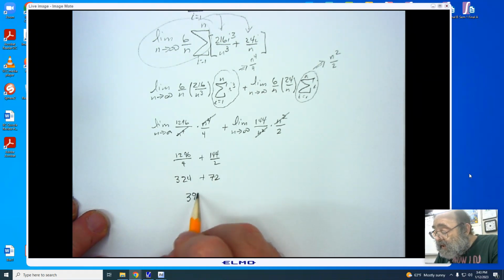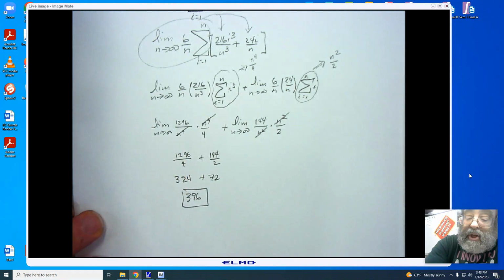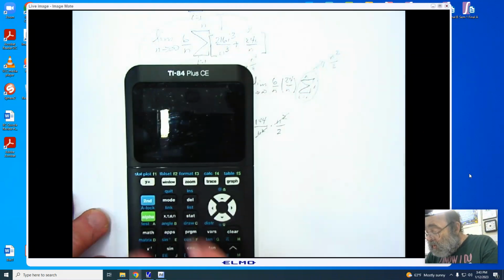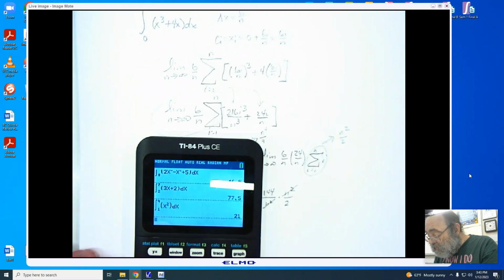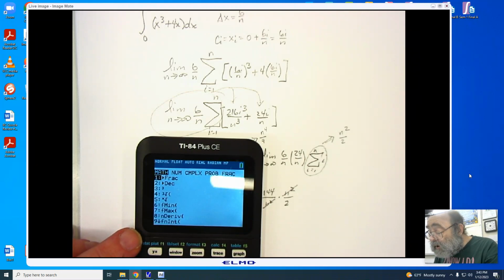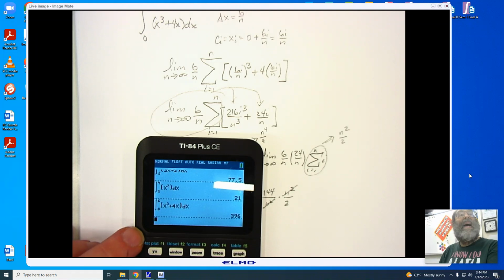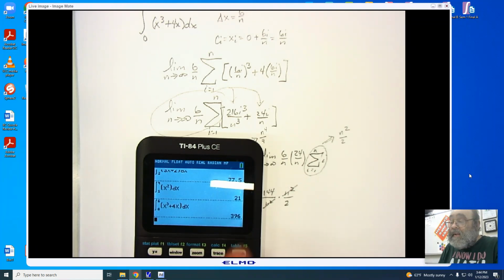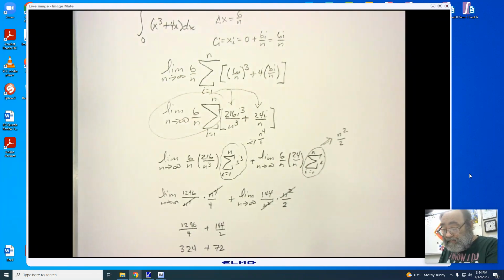and my answer is 396. Going and checking with my calculator, we should always do. I'm going to put math 9 from 0 up to 6, and inside the parentheses, I'm putting x cubed plus 4x. We're then going to put dx and hit enter. Notice we get the exact same answer. Let's now go to number 4, please.